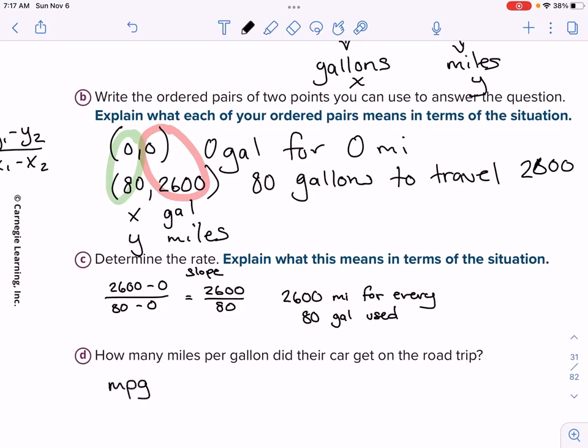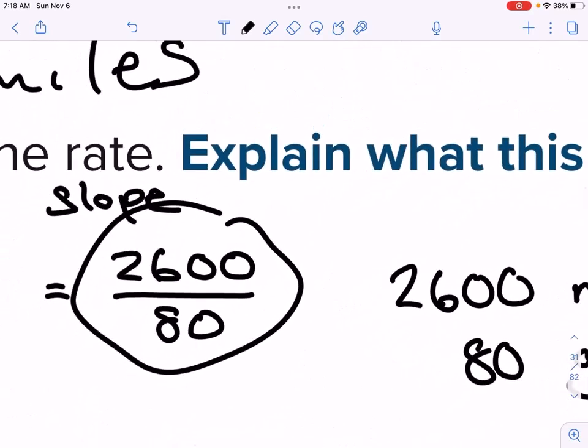So instead of miles per hour, which looks at speed, we're looking at how much we're using per gallon. So that is a rate. What we do here is simplify our rate. You can try to simplify this since we have numbers that end in 0. So instead of doing 2600 divided by 80, you could do 260 divided by 8, and you can set up long division there.